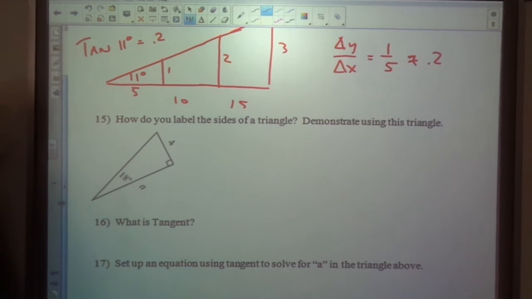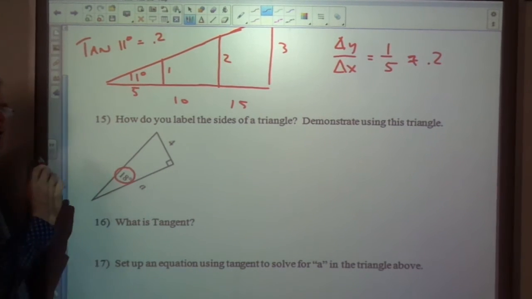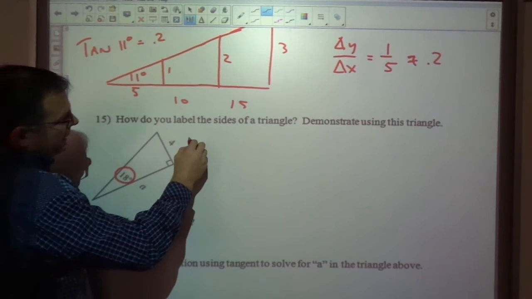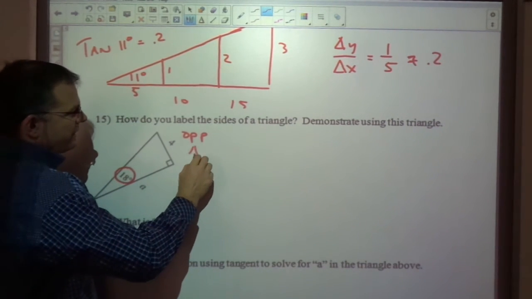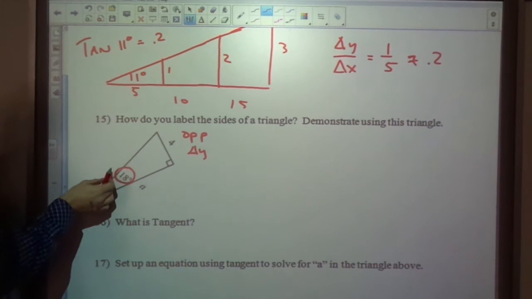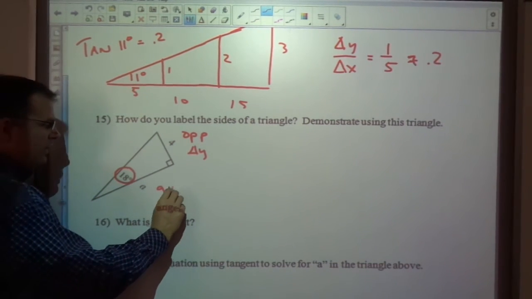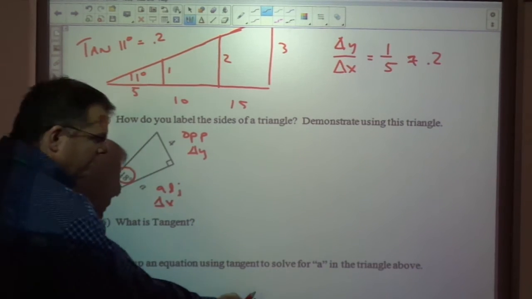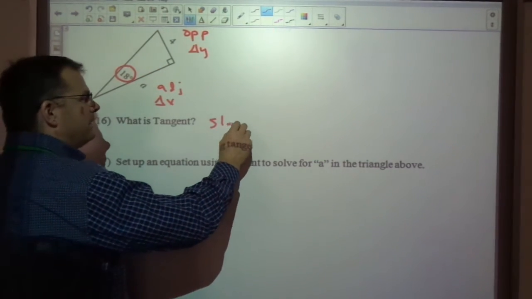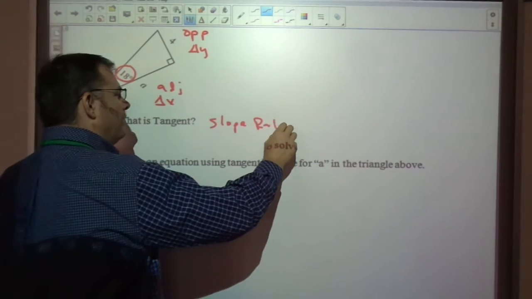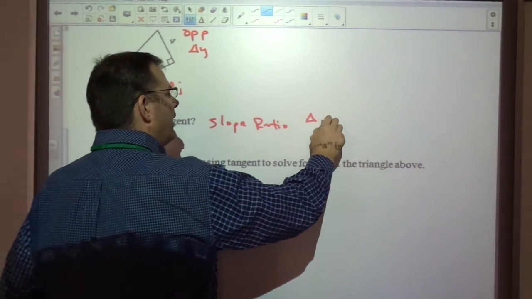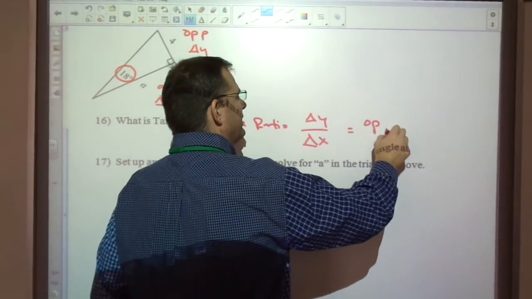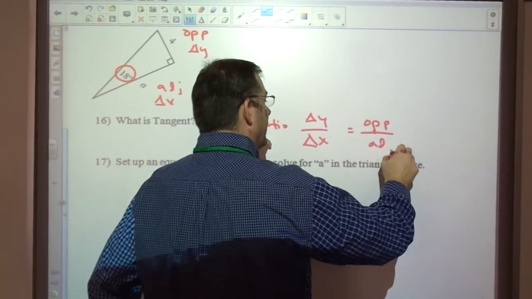How do you label the sides of a triangle? This is my angle of reference. The one across from it, or opposite, this 4, is going to be the opposite side. That is my change in y. The one next to it is my adjacent. That is my change in x. So tangent is the slope ratio of the change in y over the change in x, which we know is the opposite side over the adjacent side.